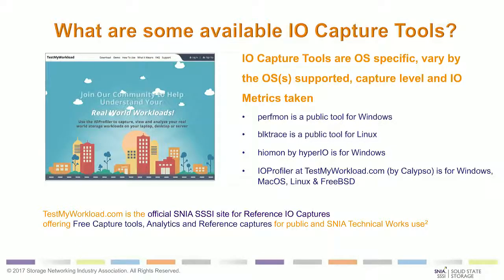These I/O tools differ in terms of what operating system is supported, and what level the capture is taken, meaning am I capturing at the file system level or am I capturing at the block I/O level? And they differ in the type of I/O metrics that are recorded, such as are you recording the queue depths? Are you recording the response times? Are you recording the compressibility or the deduplication of the data? So these tools vary, and whichever tool you use, you want to make sure that you have a knowledge of what level in the stack you're taking the capture and know what kind of metrics you're getting.